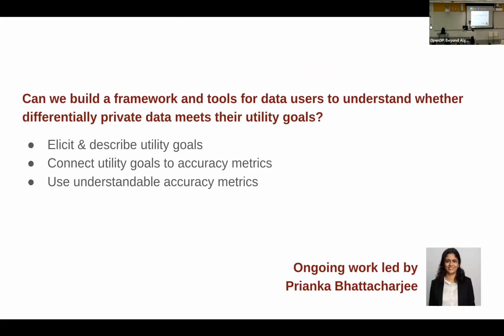So one of the things that we're trying to do in this area, and this is a newer project led by Priyanka, is build tools for that negotiation process. Can we talk to the people who are going to be using the data and figure out what their utility goals are going to be? I think it may be important to have a framework for figuring out what those are and writing them down. Then once we have those, hopefully we can connect them to accuracy metrics, and decide whether the data actually meets the utility goals. I don't know whether this is the right structure. This is our best guess so far, but I'm really curious what people think about this. We're just getting started on this.